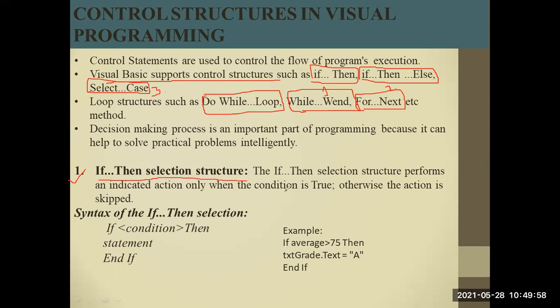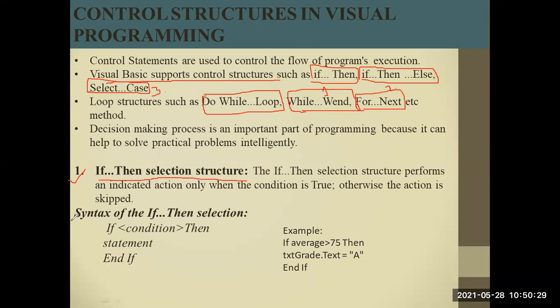The if-then selection structure performs an action only when the condition is true. So the first thing you have to remember is that the if-then selection structure executes only one statement. It will execute the statement when the condition is true. If the condition is true, then only it will perform the action. Otherwise, it will not perform any action, it just skips the lines of code.